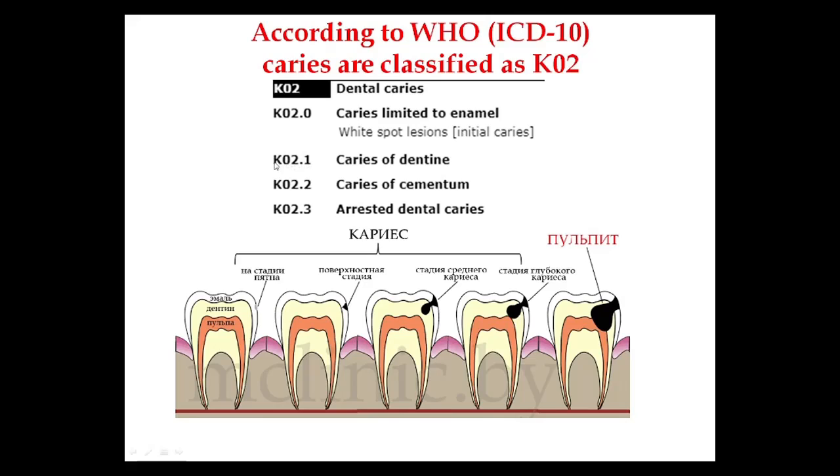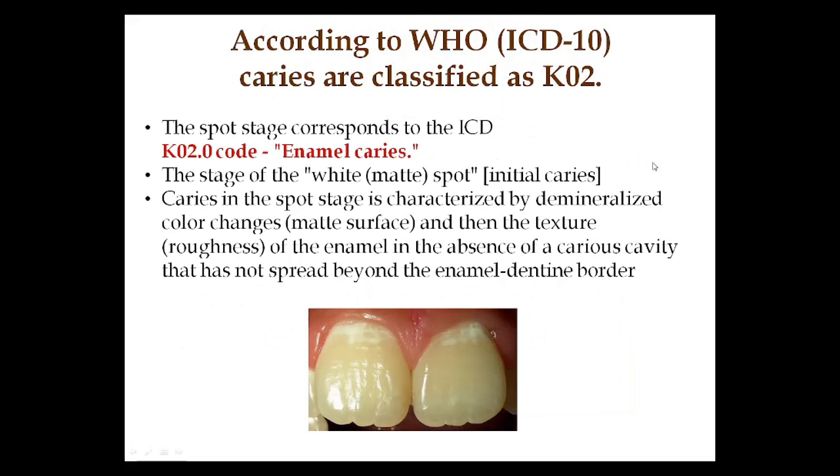Next, K02.1 is caries of dentin. K02.2 is caries of cementum, and K02.3 is arrested dental caries. Just 4 stages according to ICD, International Classification of Diseases, or World Health Organization. The spot stage caries corresponds to enamel caries, code K02.0.